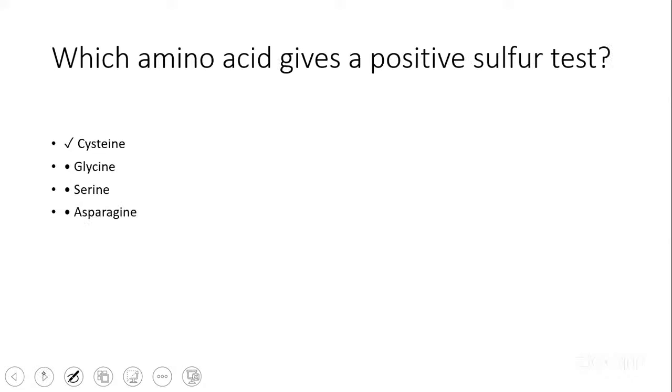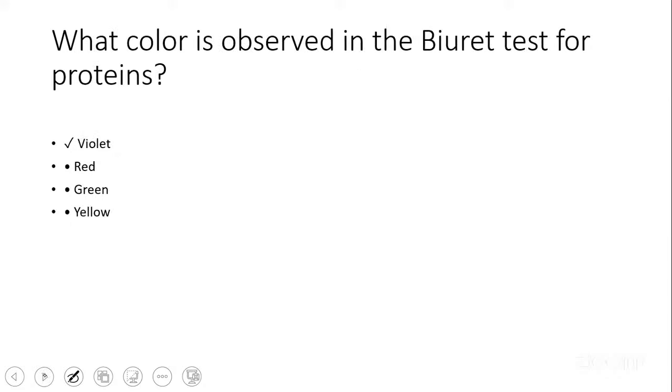Which amino acid gives a positive sulfur test? I said it earlier. Cysteine and methionine are the only sulfur containing amino acids. Which color is observed in a biuret test for proteins?